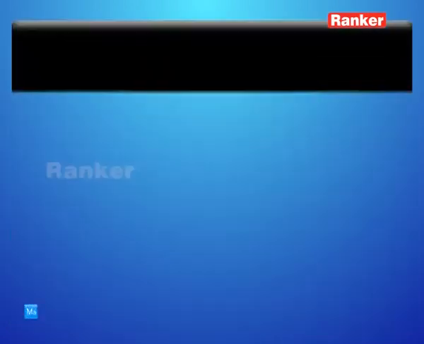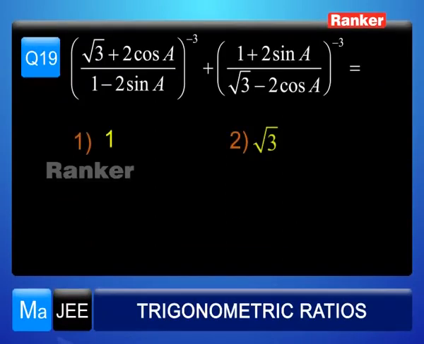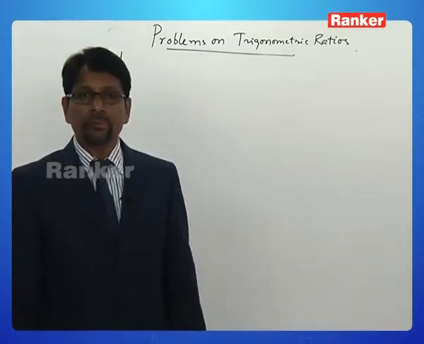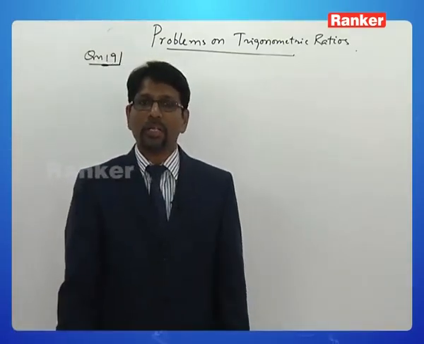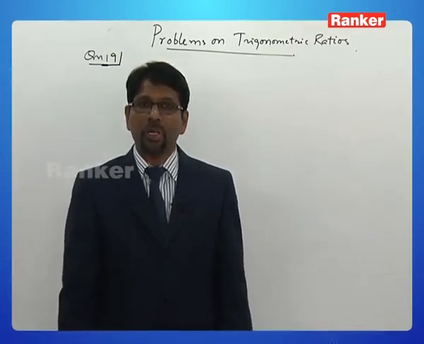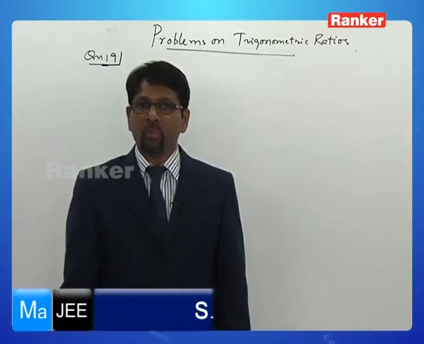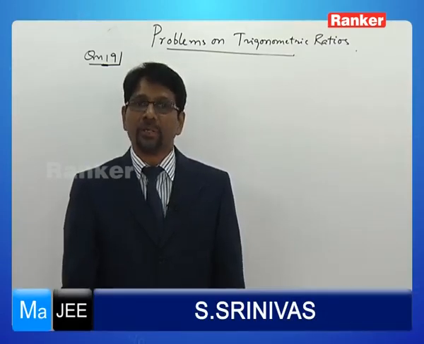Let's move to the next question, question number 19. Root 3 plus 2 cos A by 1 minus 2 sin A raised to the power minus 3 plus 1 plus 2 sin A by root 3 minus 2 cos A also raised to the power minus 3 is equal to: first option 1, second option root 3, third option 0, fourth option minus 1. As we observe here, all the options are independent of A. So we can go by the substitution method. But then what substitution will make things easy for us?